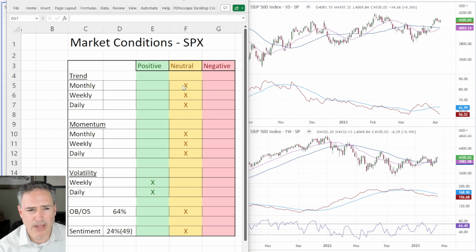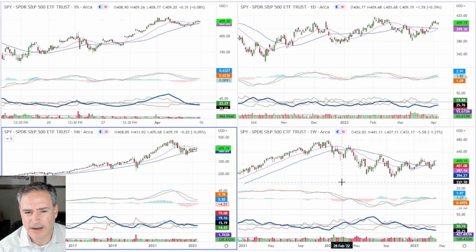In terms of the market conditions with respect to the trend and momentum, I really could have turned the daily to positive. The weekly, I really can't do that because the moving averages are too flat, but they're not bearish. We're not in a bearish position right now. The monthly is really neutral. The others are maybe a little bit more to the positive side, but the momentum is not all that great. So let's go ahead and look at these.